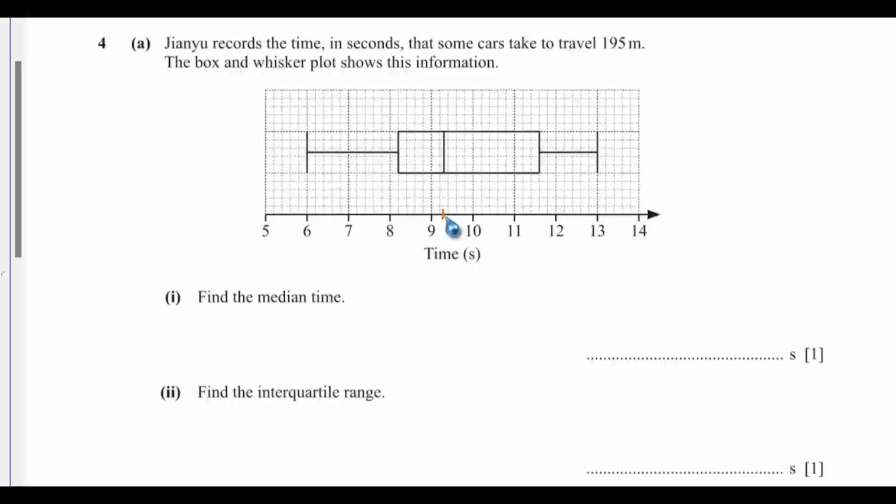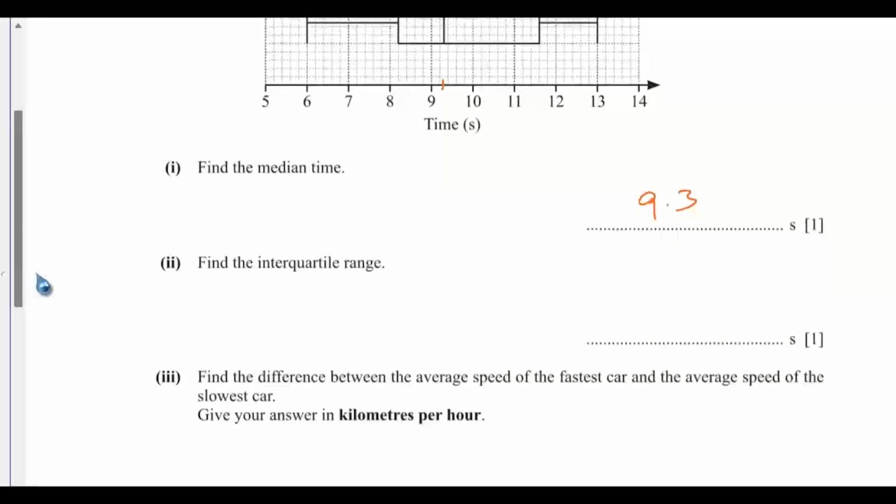So each line here is 0.2. So this is 9.2, then the half here, that is 9.3. So you have 9.3.